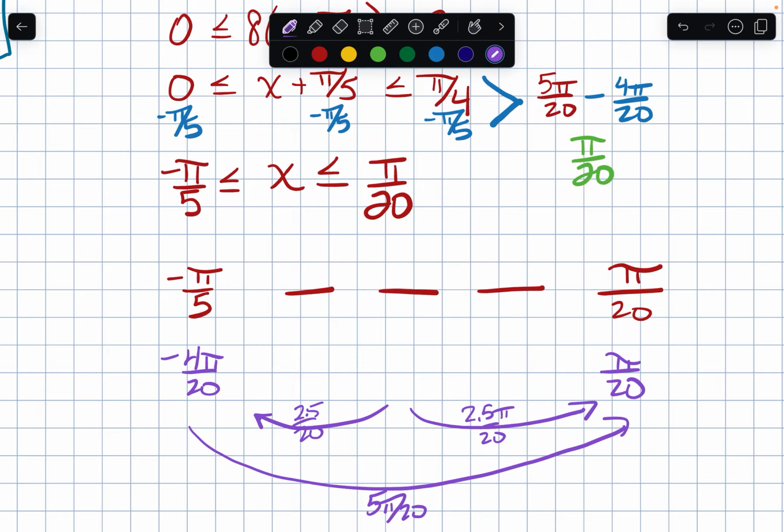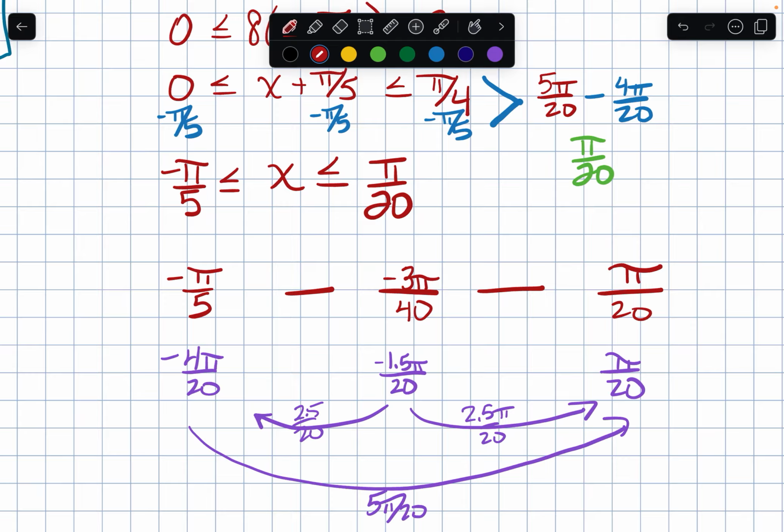Okay, well, that would make this negative 1.5 out of 20. Well, that doesn't make any sense to have a decimal in there. So if I double the top and the bottom, this becomes negative 3 pi over 40. So again, I figured out the total difference between the left and right values is 5 pi over 20. Halfway in the middle would be half of that distance, so 2.5 in either direction. So if you take pi over 20 on the right and subtract 2.5 pi over 20, you'd get negative 1.5.